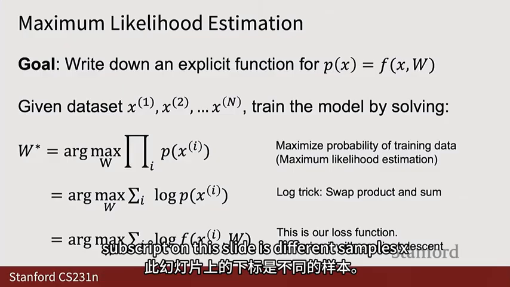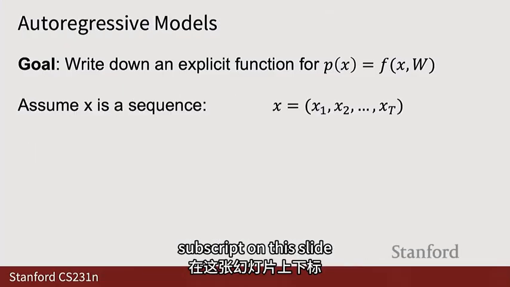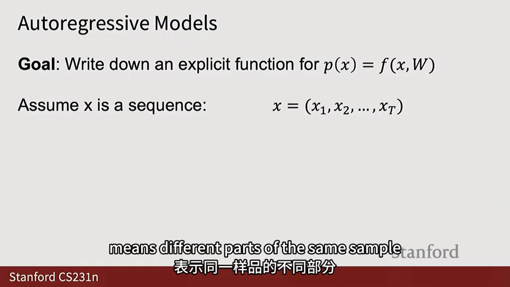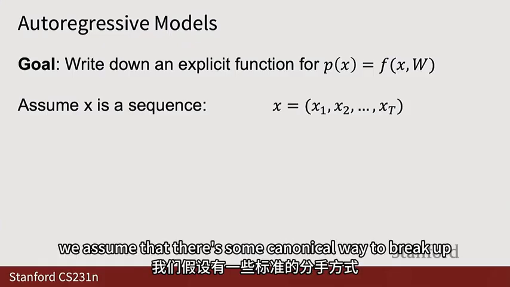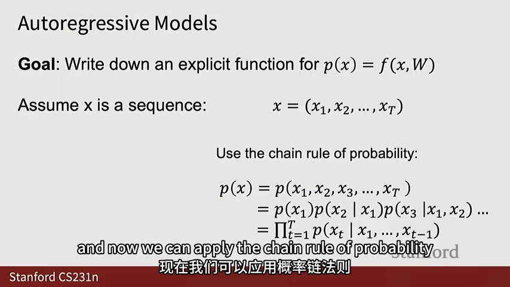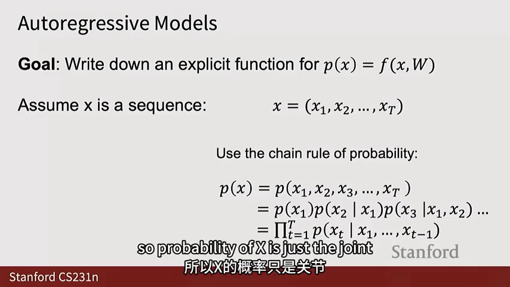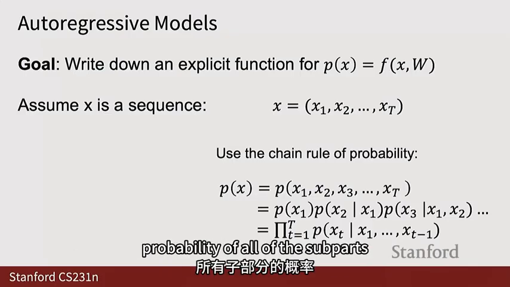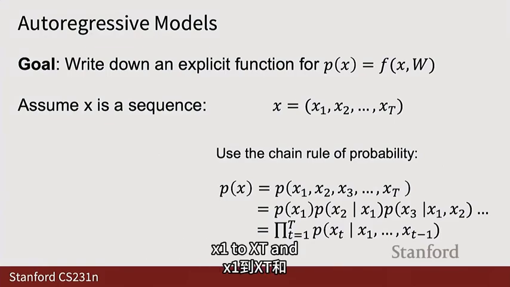So be careful with that. Superscript on this slide is different samples X. Subscript on this slide means different parts of the same sample. So we assume that there's some canonical way to break up our data sample X into some sequence of subparts. And now we can apply the chain rule of probability. So probability of X is just the joint probability of all of the subparts, X1 to XT.